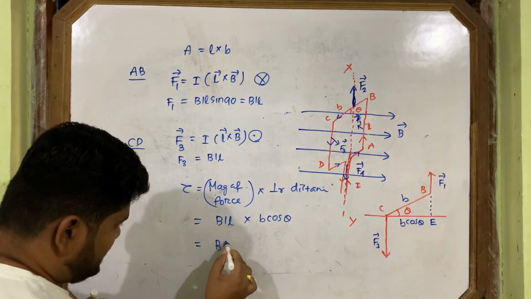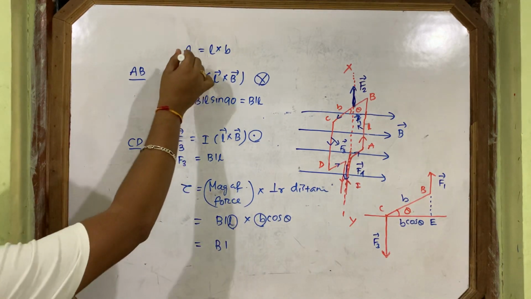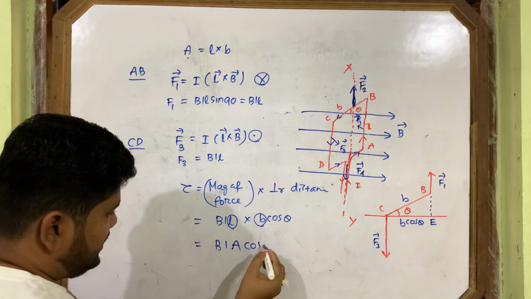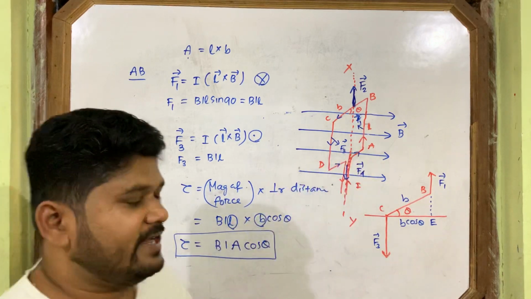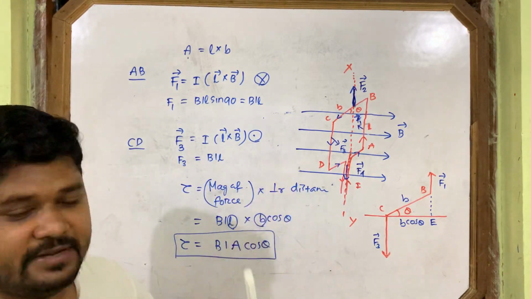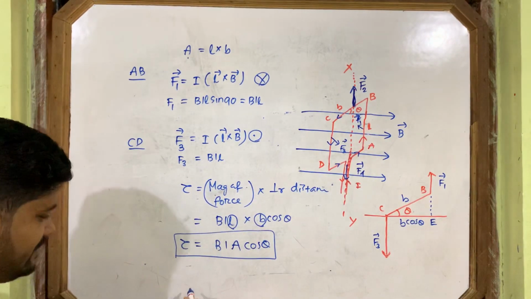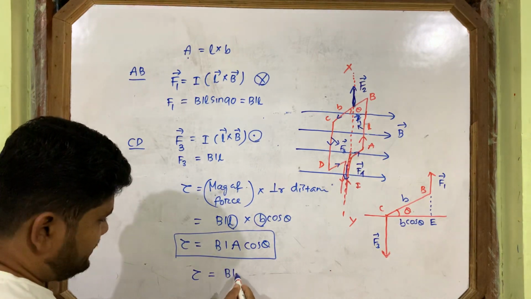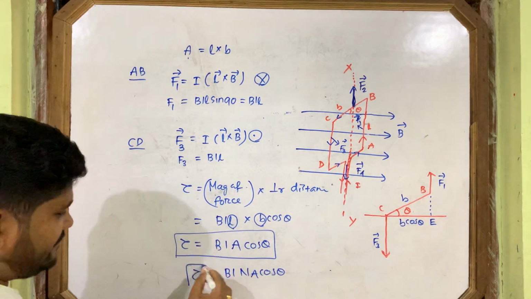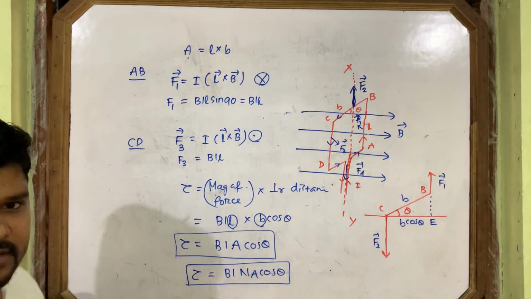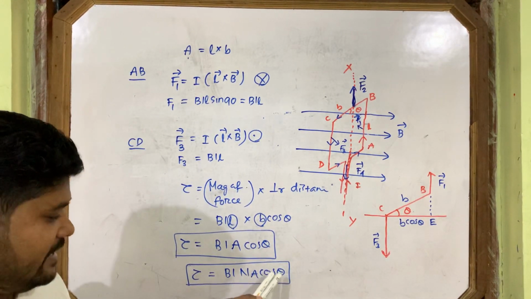So now B I, so this is l into b. Length and breadth is nothing but the area of the coil. So area of the coil into cos theta. This is the expression of the torque on the current carrying loop in a uniform magnetic field. But if this coil contains n number of turns, you multiply n there. Then the torque is equal to B I N A cos theta.